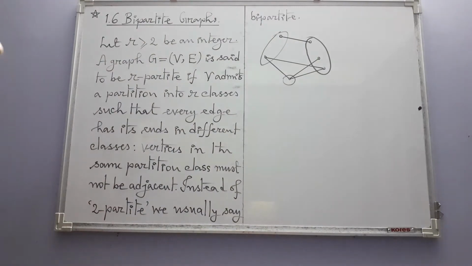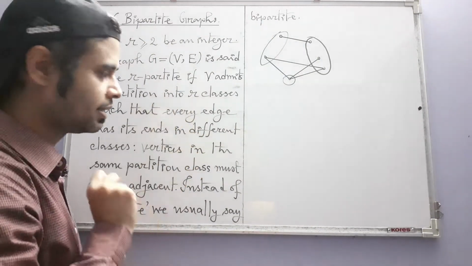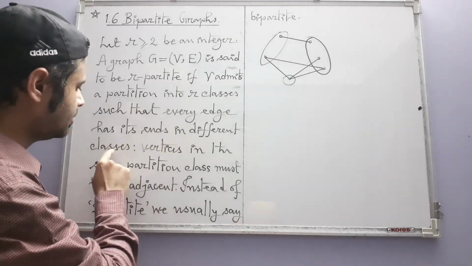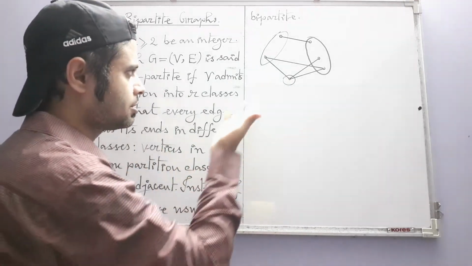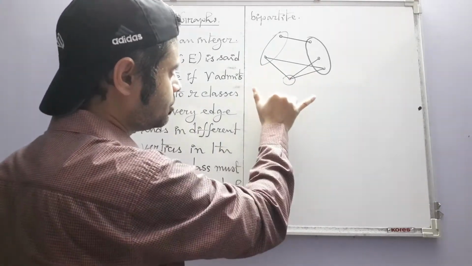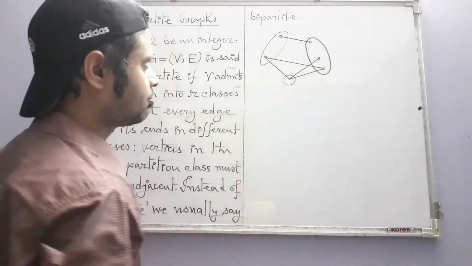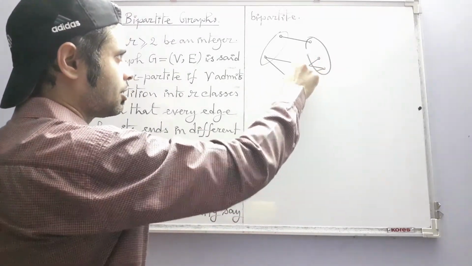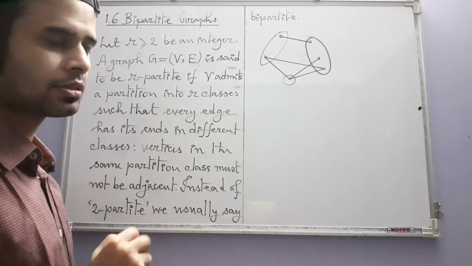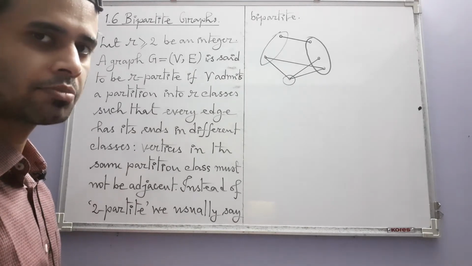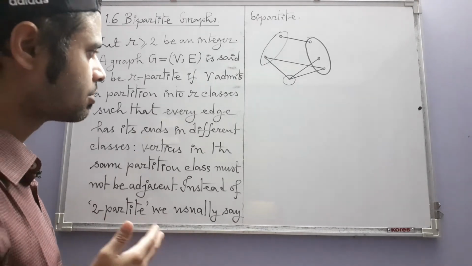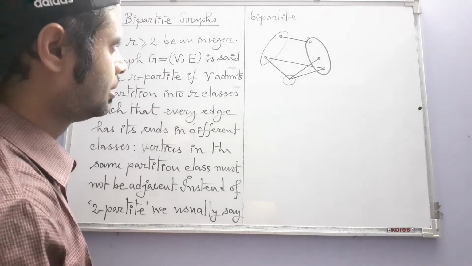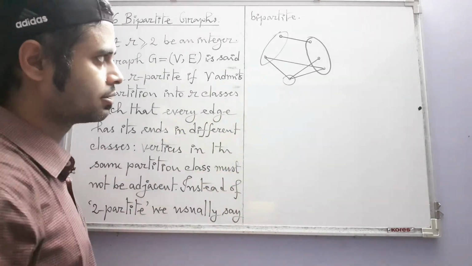So you can see what we have in the definition. The definition says that every edge has its ends in different classes. So that you can see happening here. Any edge you see has its ends in different classes, and that is why vertices in the same class are never adjacent, because if you have such an edge, then its ends will belong to the same partition class, which is not allowed by the definition. In that case, it won't be an r-partite graph. So this is an example of a three-partite graph.